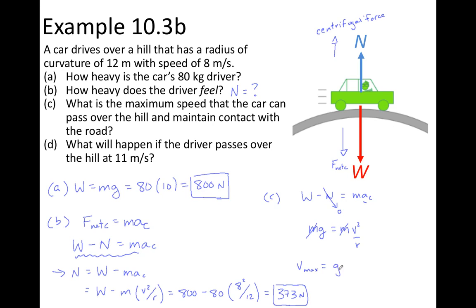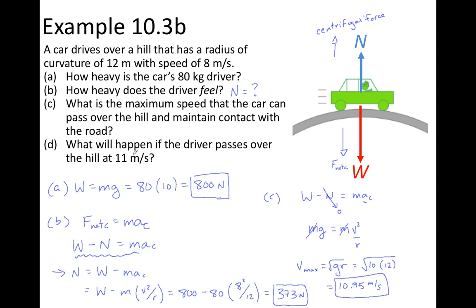You end up getting the square root of g times r. The radius is given as 12. And when you crunch these numbers, you end up getting a value of 10.95 meters per second.